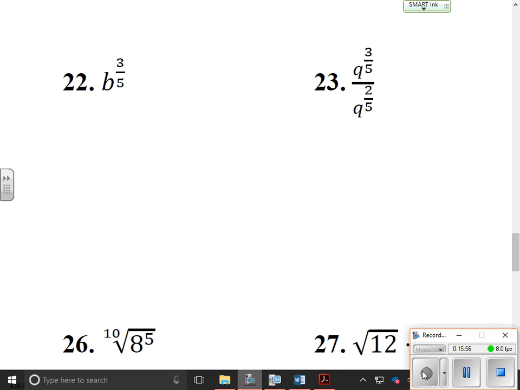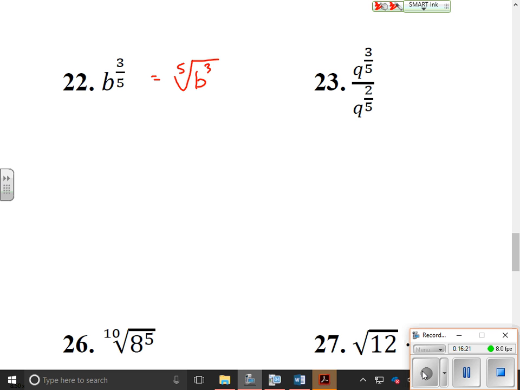22 is not a trick. We can't simplify that. If the numerator was bigger than the denominator, maybe we could. But there's really nothing you can do there besides maybe change it into radical form. And even then, you should be able to see that's 5th root of b to the 3rd. That's not going to go anywhere. Nothing's going to happen there.